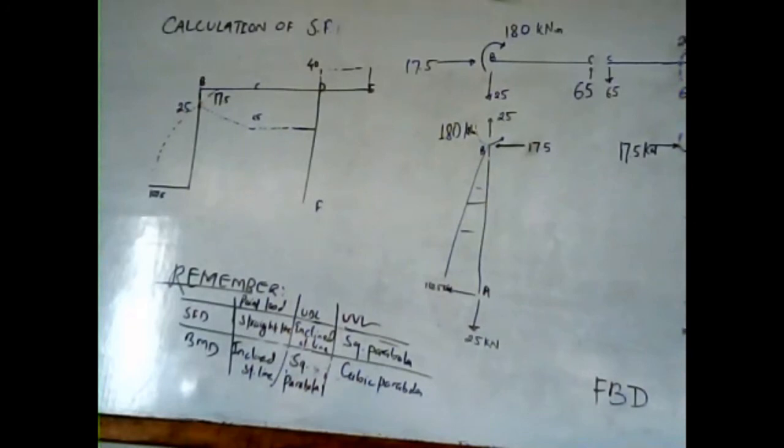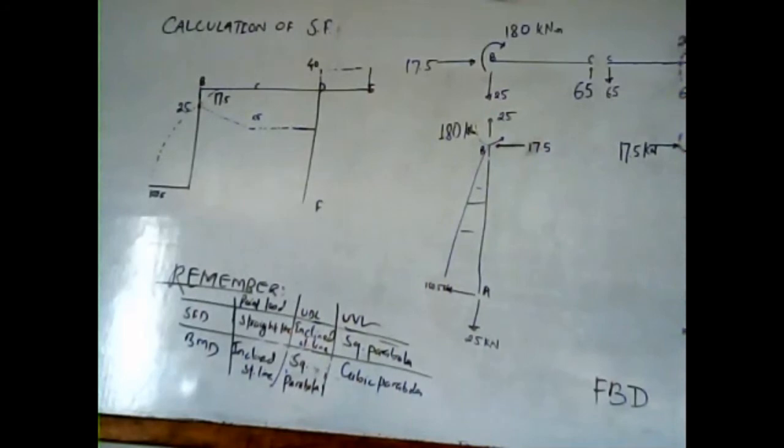Likewise, in the bending moment diagram, you must know that if we have a point load, then you have an inclined straight line. If we have a uniformly distributed load, then you have a square parabola. And if you have a uniformly varying load, then you will have a cubic parabola. This is the thing that you must know before proceeding to draw the shear force diagram and bending moment diagram.